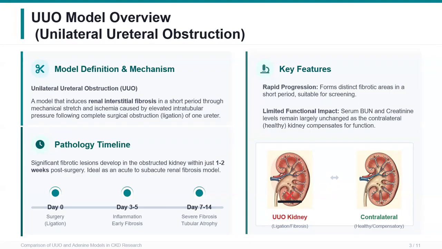Pathology timeline: significant fibrotic lesions develop in the obstructed kidney within just 1 to 2 weeks post-surgery. This model is ideal as an acute to subacute renal fibrosis model. Some of the key features: rapid progression, forms distinct fibrotic areas in a short period, suitable for screening purposes. The limited functional impact: serum BUN and creatinine levels remain largely unchanged as the contralateral healthy kidney compensates for the function.